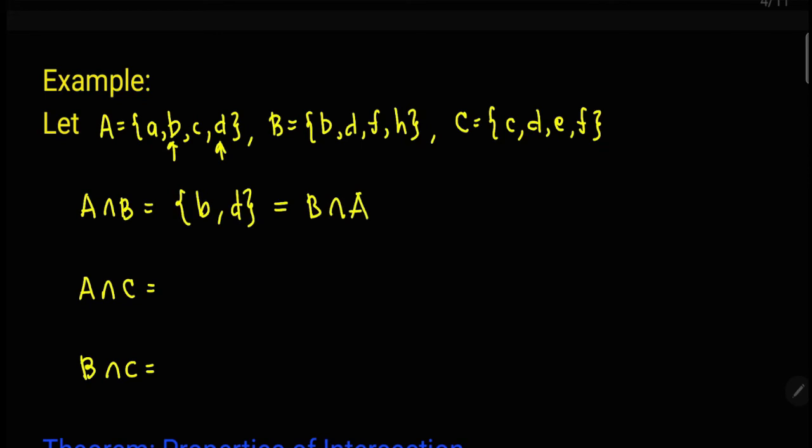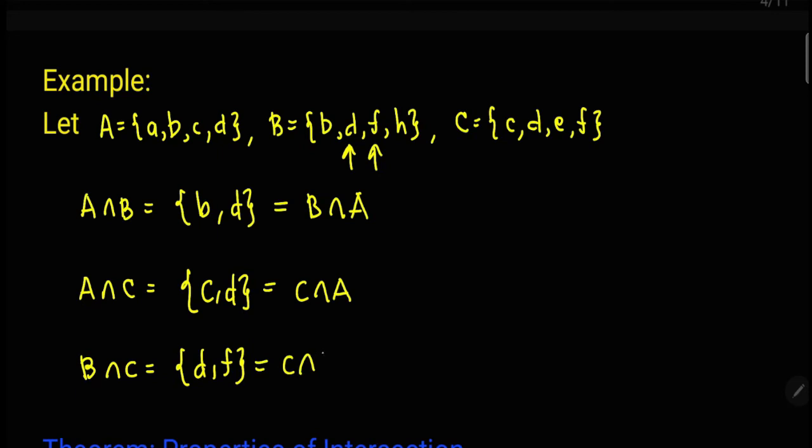A intersection C. So the common elements of A with C. C contains C, D, E, F. So those are the letters C and D. So the intersection of A and C is C and D. And similarly, we can easily see that this is the same as C intersection A. Lastly, for B, D, F, H, and C, D, E, F, the common elements are D and F. So we have the intersection of B and C is the set containing D and F, which is the same as C intersection B.